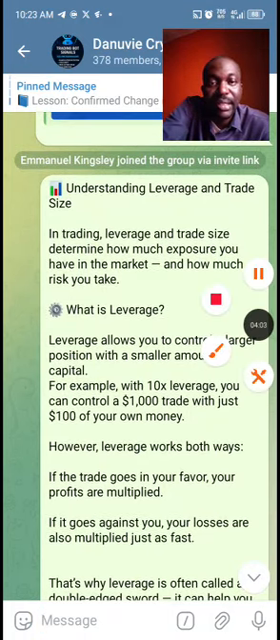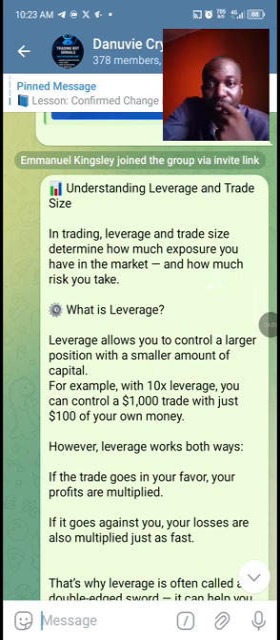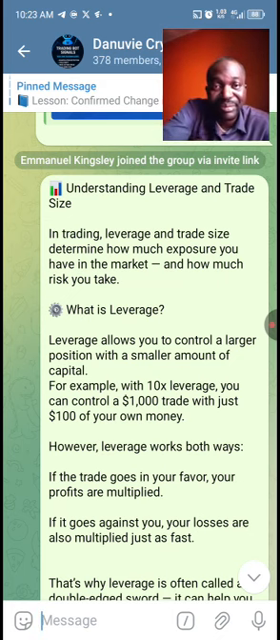So this is understanding leverage and trade size. In trading, leverage and trade size determine how much exposure you have in the market and how much risk you take. This is very straightforward. It's just letting us know the amount of risk we are going to place on our capital. Since we are putting our capital into the market, we want to know what percentage of the money in my account balance I am going to use on a trade. That's what is called leverage and trade size.